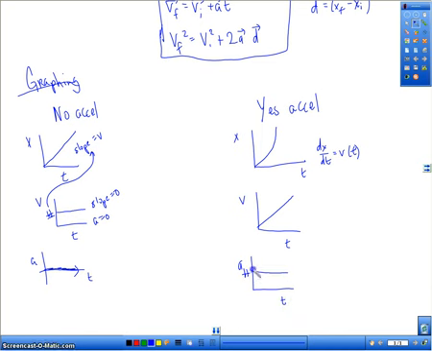This number is the slope of your velocity time graph, because the slope of the velocity time graph is the acceleration. So this number should be the same as that slope. So I just wanted to remind that to all of you.